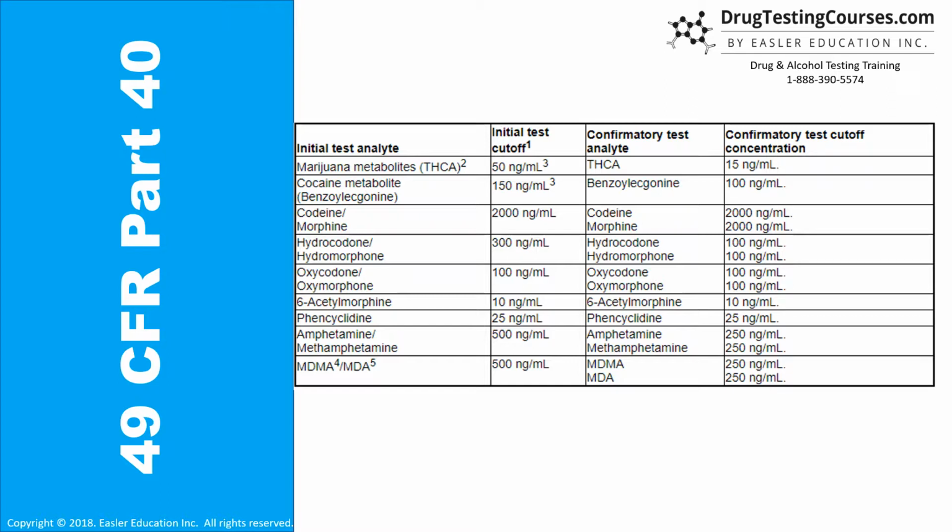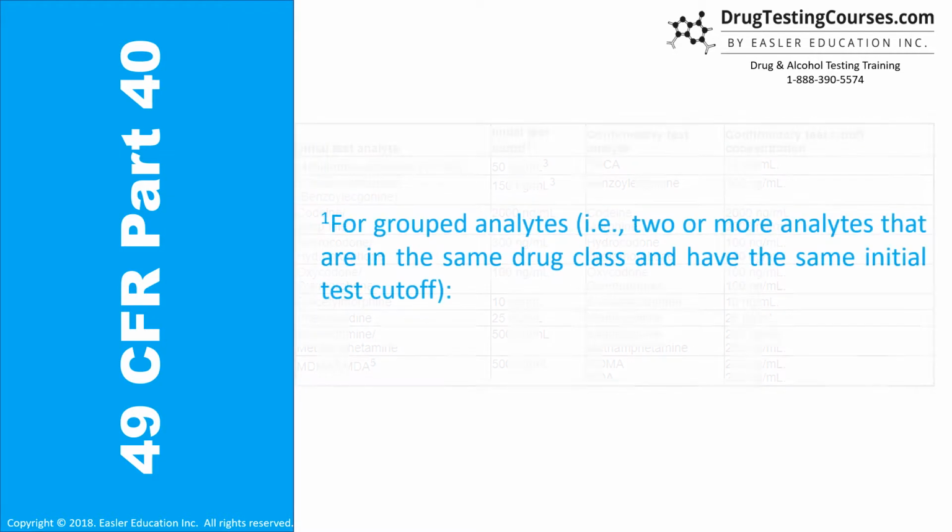MDMA (see footnote 4)/MDA (see footnote 5), 500 nanograms per milliliter, MDMA, MDA, 250 nanograms per milliliter, 250 nanograms per milliliter. Footnote 1. For grouped analytes, i.e., 2 or more analytes that are in the same drug class and have the same initial test cutoff.